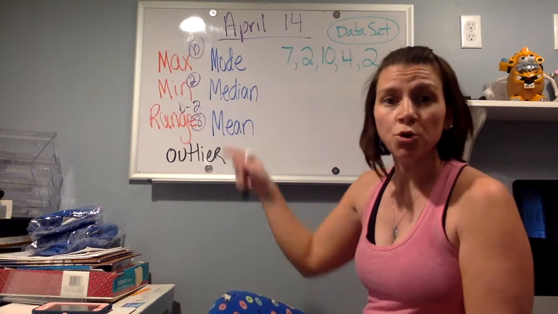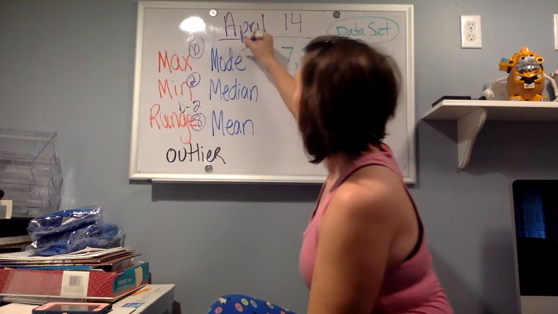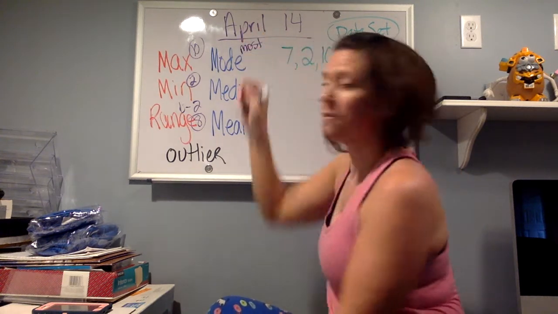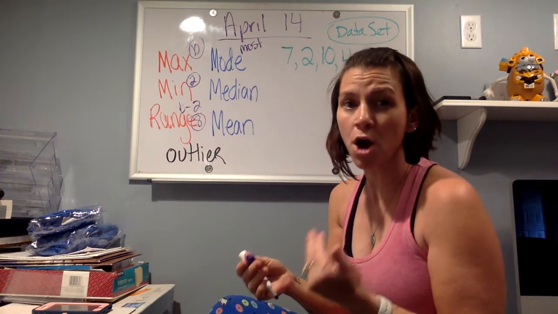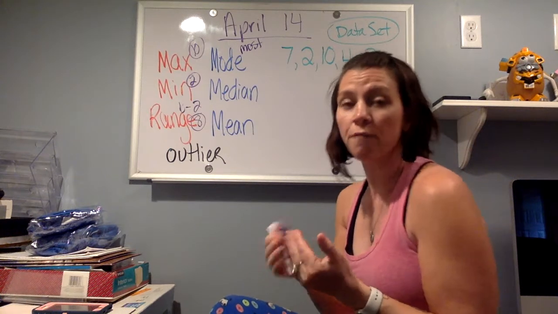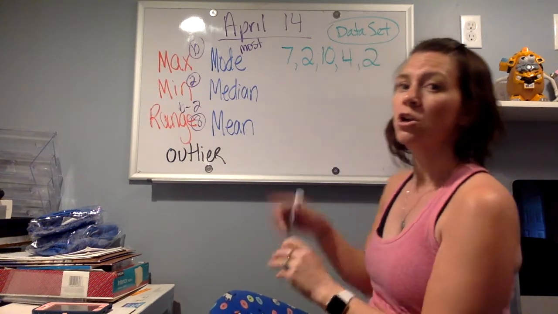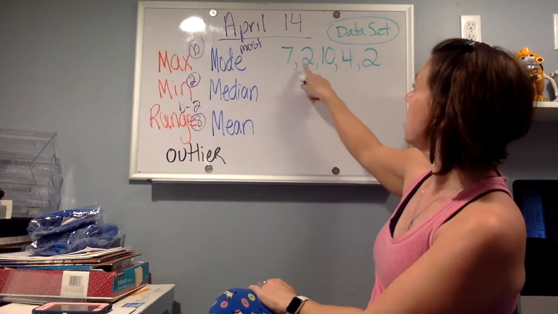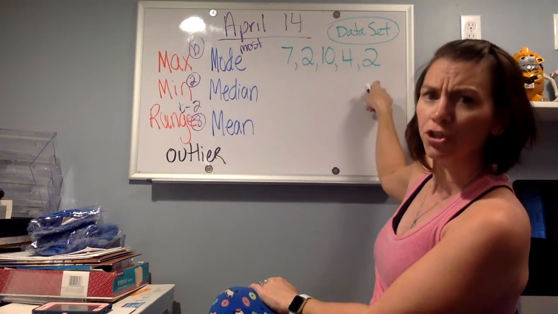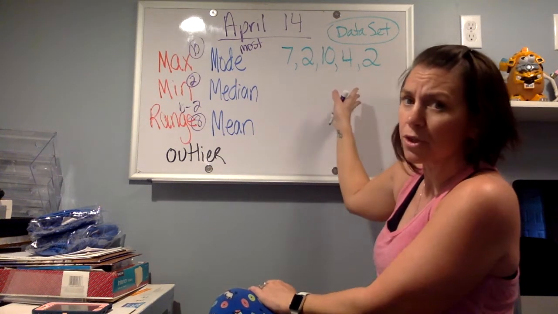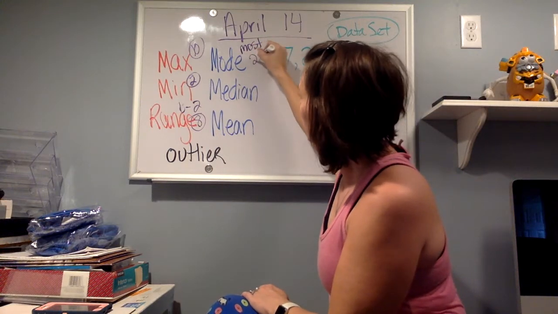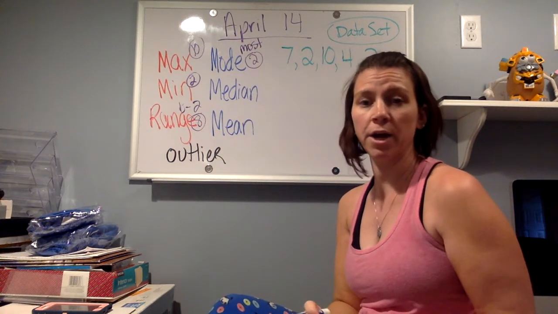All right, mode. Mode, our key word was most, okay? Both have 4 letters. They both start with an M-O. Mode, most often, and mode, most often. The number that occurs most often. So when I look over here at my data set, I can see, oh, there's 2 number 2s, and everybody else is only there once. So my mode is 2, okay?